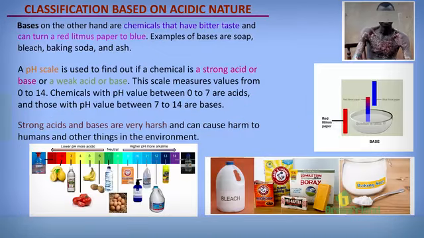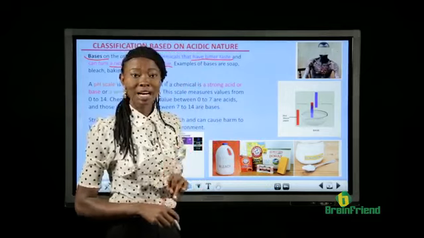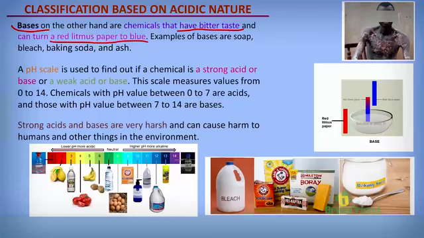Bases. These are the second group of chemicals based on acidic nature. Bases, unlike acids, are chemicals that have a bitter taste, and they can turn a red litmus paper to blue. Did you get that? They have a bitter taste, and they can turn a red litmus paper to blue. Just like we saw in the case of acid, if you dip a red litmus paper into a mixture or a liquid that you suspect to be a base, it will change from being red to blue. And at the end of the experiment, you will have a blue litmus paper.